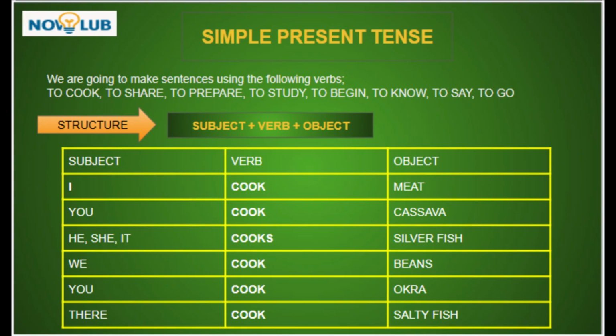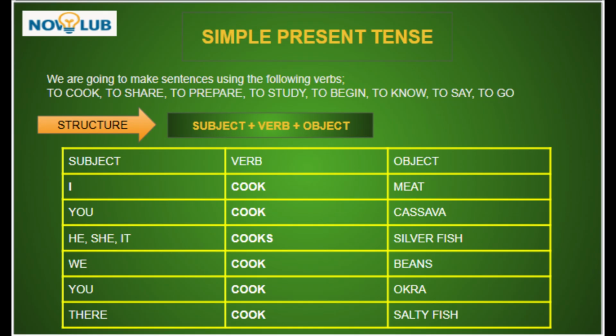We know already the meaning of present. Present means now. These are the verbs that we are going to use as examples. We are going to make sentences using the following verbs: the verb to cook, the verb to share, to prepare, to study, to begin, to know, to say, to go.